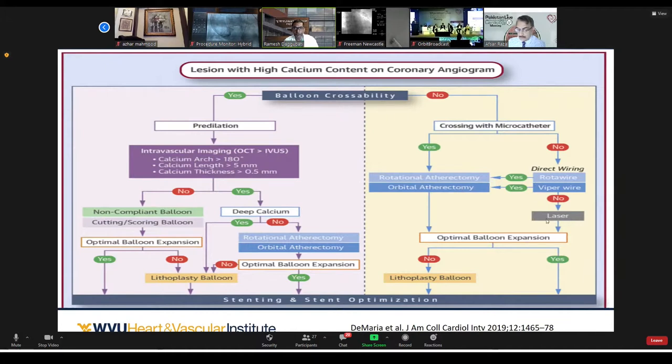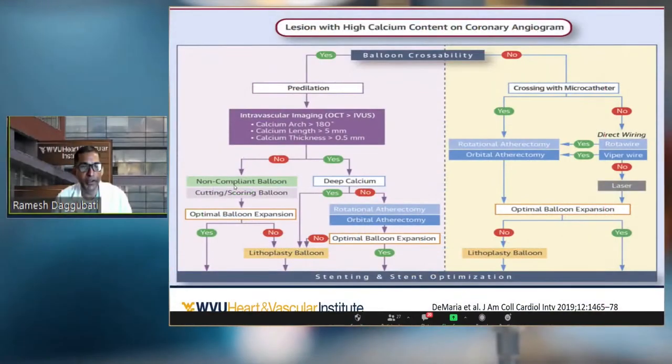And then if you cannot even cross with a microcatheter, wire it directly, go for rotational atherectomy or sometimes laser and optimal balloon expansion. Whereas if you can cross the balloon, you pre-dilate and do an intravascular ultrasound or an OCT. If the calcium is more than 180 degree arc, the length is more than 5 millimeters, and the thickness of the calcium is more than 0.5 millimeters, then look for either a cutting balloon or a non-compliant balloon if these features are not met.